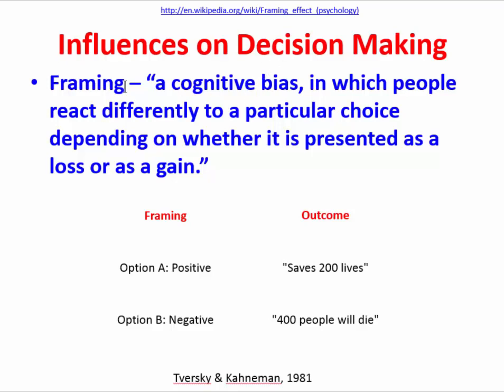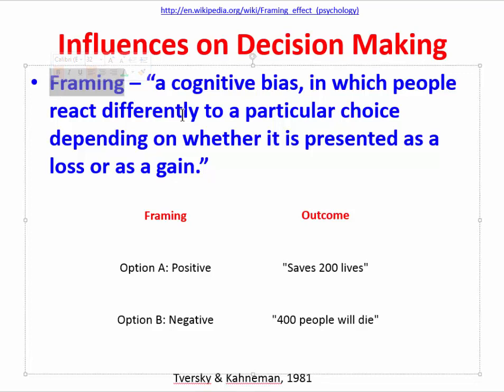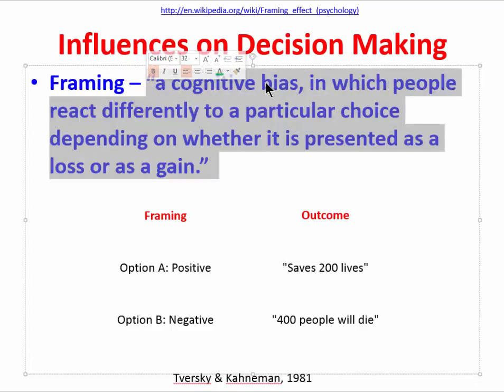For many years, psychologists have known that framing affects decision-making. We can define framing in the following way: a cognitive bias in which people react differently to a particular choice depending on whether it is presented as a loss or as a gain.